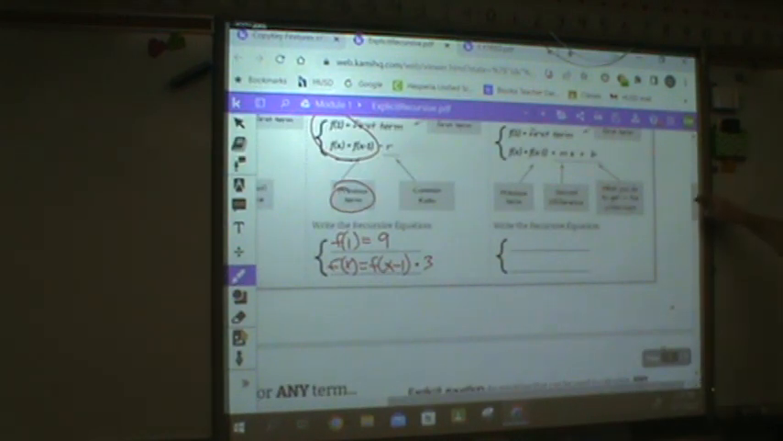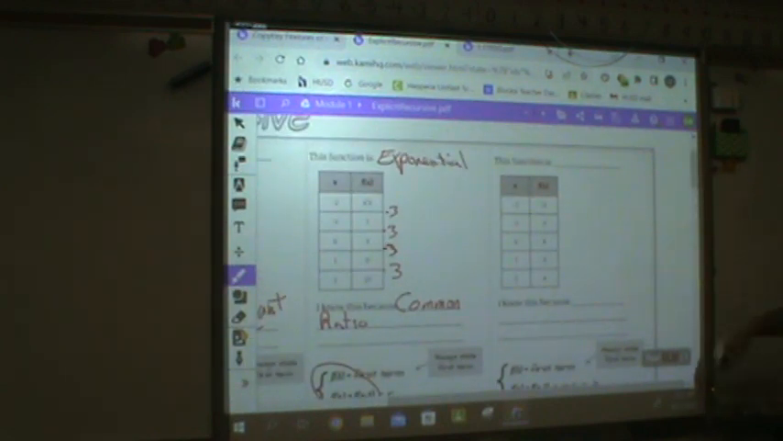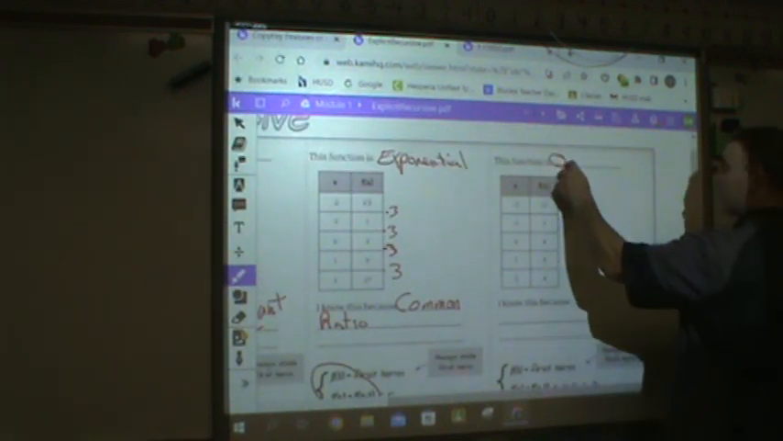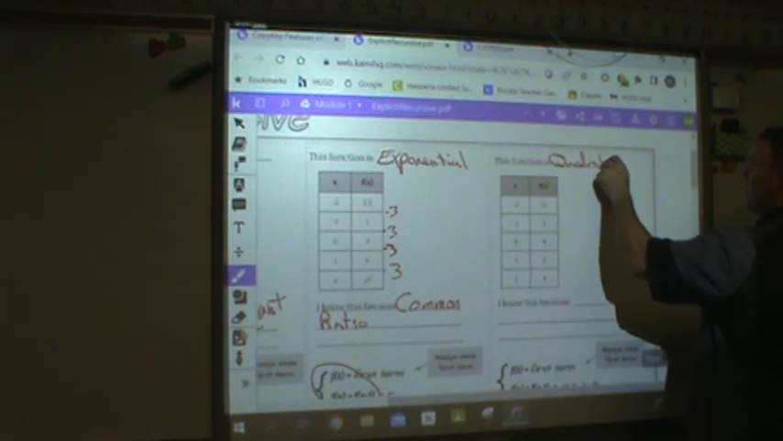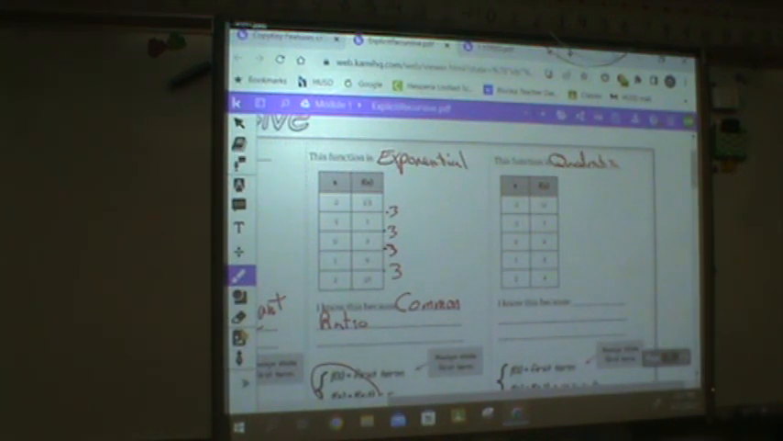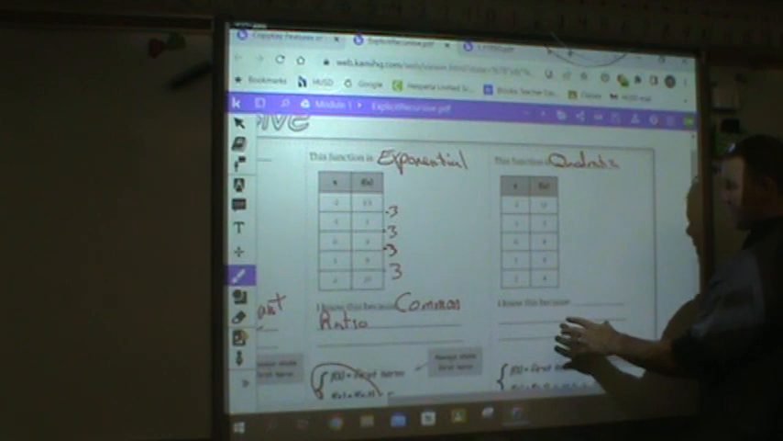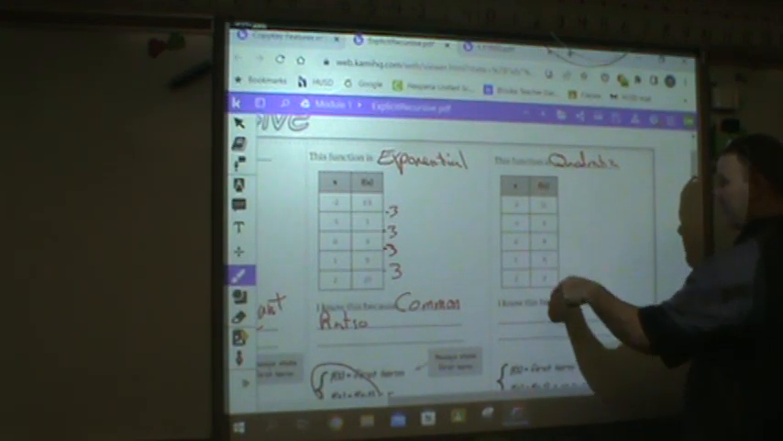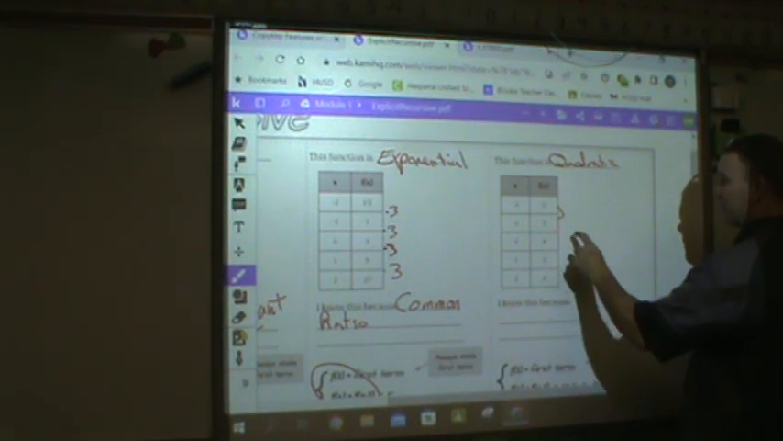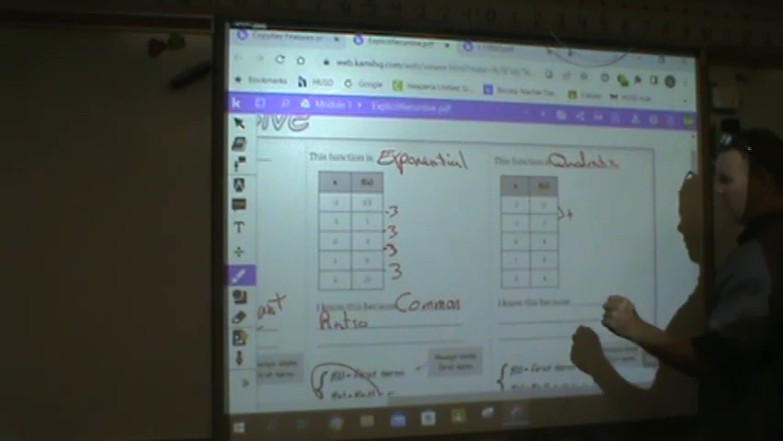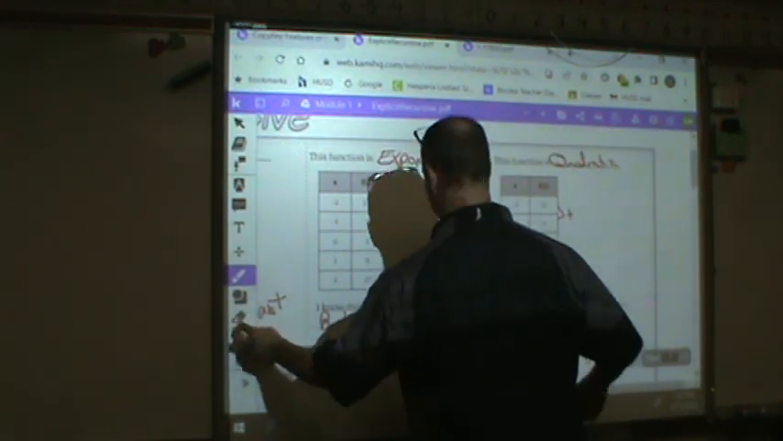Now, how about the last one over here? Well, gee, this one has to be quadratic because we haven't talked about that yet. How is it quadratic? Well, look at my output value. What do I do to 12 to get to 7? Okay? 12 to 7 is minus 5, not plus 5, sorry.